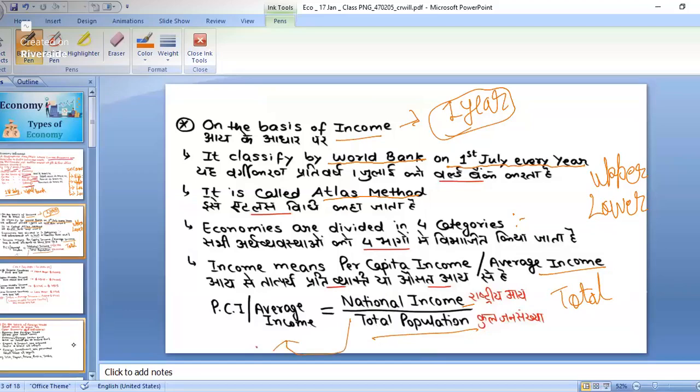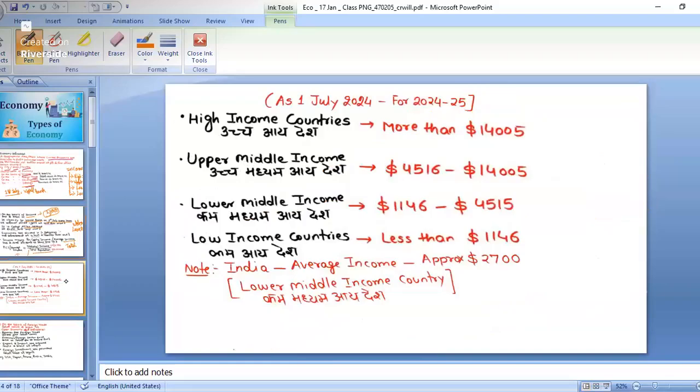On the basis of per capita income, we have divided the world into four parts: high income countries, upper middle income countries, lower middle income countries, and low income countries. For these, we will be keeping some intervals also. Between these two intervals, high income countries will be located. Between these two intervals, upper middle income countries will be there.